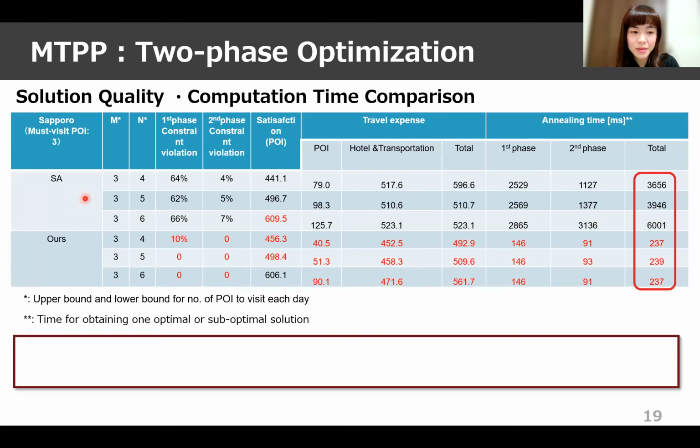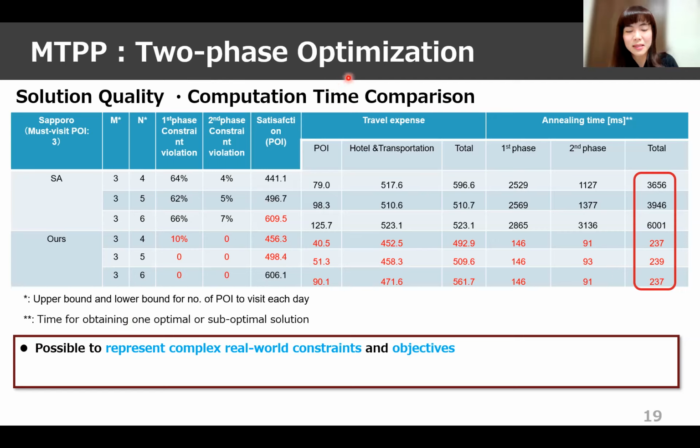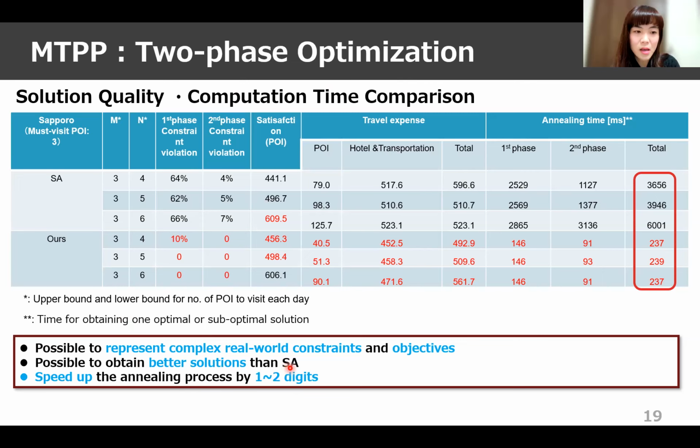So here we can have a conclusion that it is possible to represent complex real-world constraints and objectives by using the two-phase optimization algorithm. And not only can our proposed method obtain better solutions than SA, but our method also speeds up the annealing by one or two orders of magnitude. So that's all for the introduction of one-phase optimization and two-phase optimization.